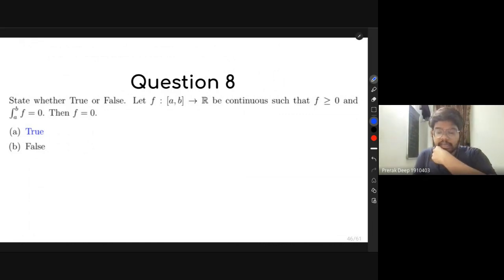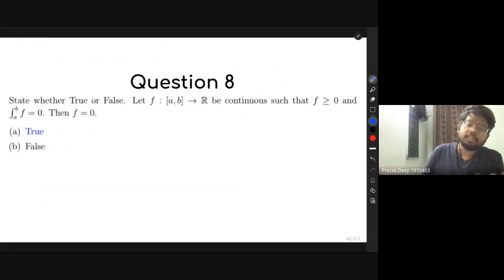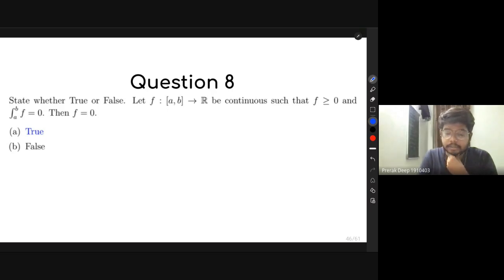So this question says that f is a continuous real valued function on a closed interval, and it also takes positive or zero values. Further, it is given that the integral of f on this closed interval is 0. So now the claim is that this f is going to be 0. We will try to prove this. It seems to be true because we are integrating a positive function, so the integral has to be positive.